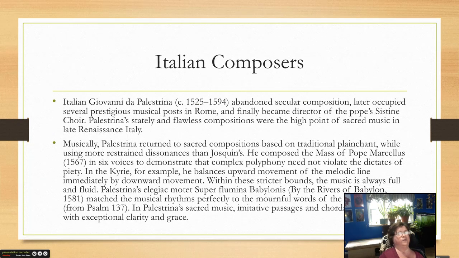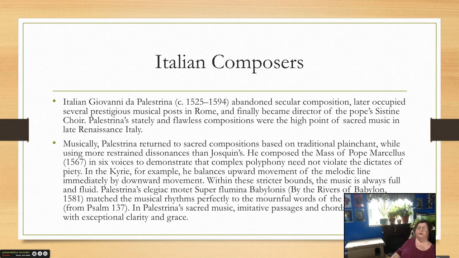Italian composers. Giovanni da Palestrina abandoned secular composition, later occupied several prestigious musical posts in Rome, and finally became director of the Pope's Sistine Choir.